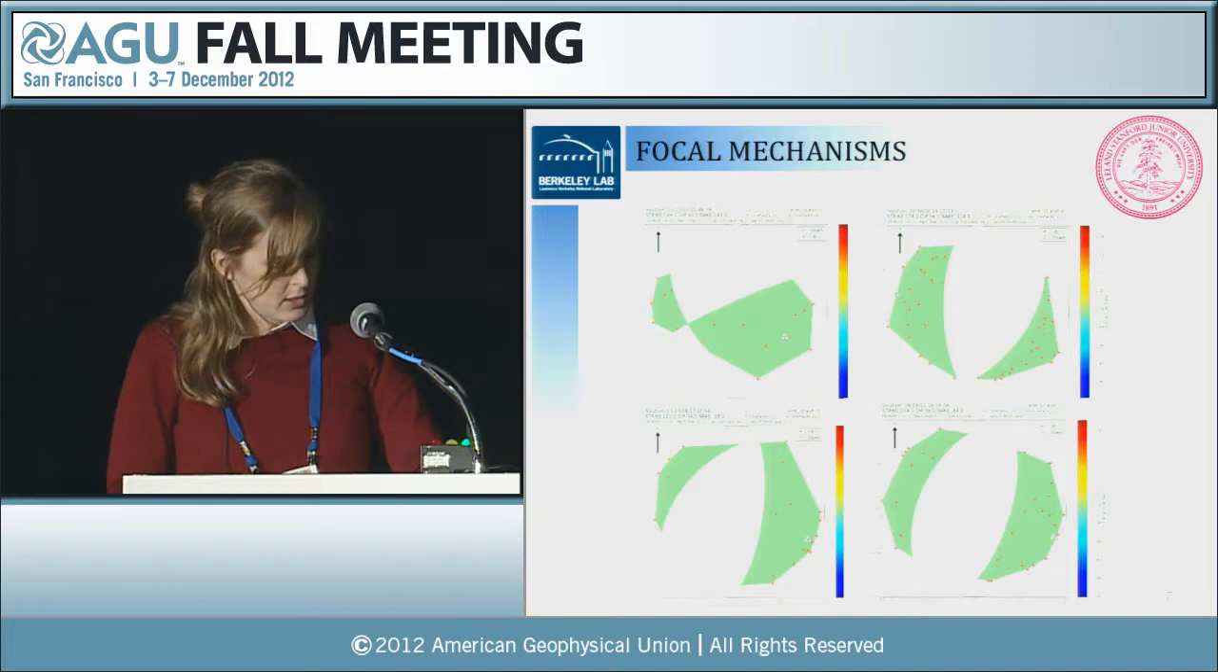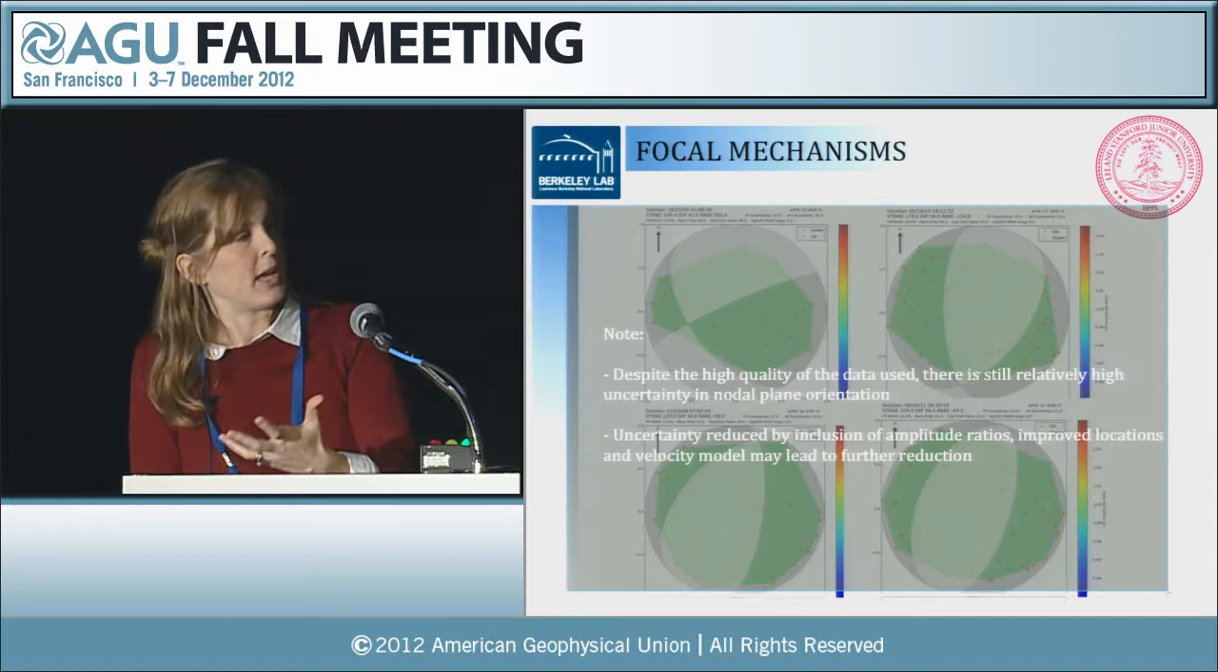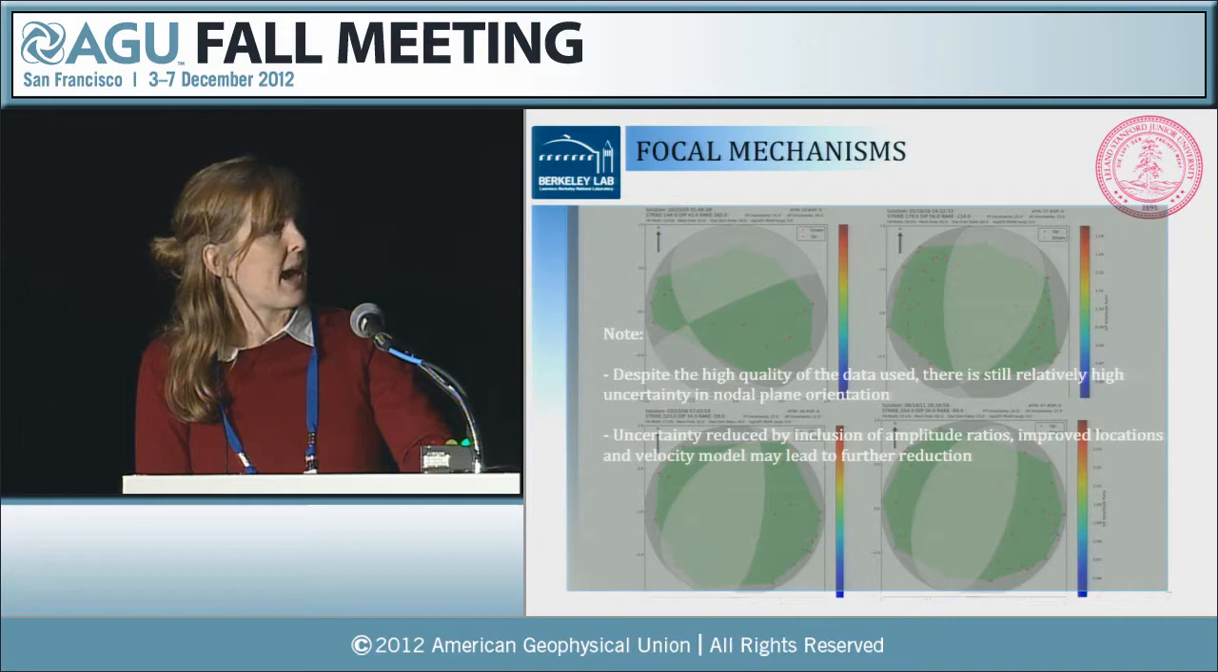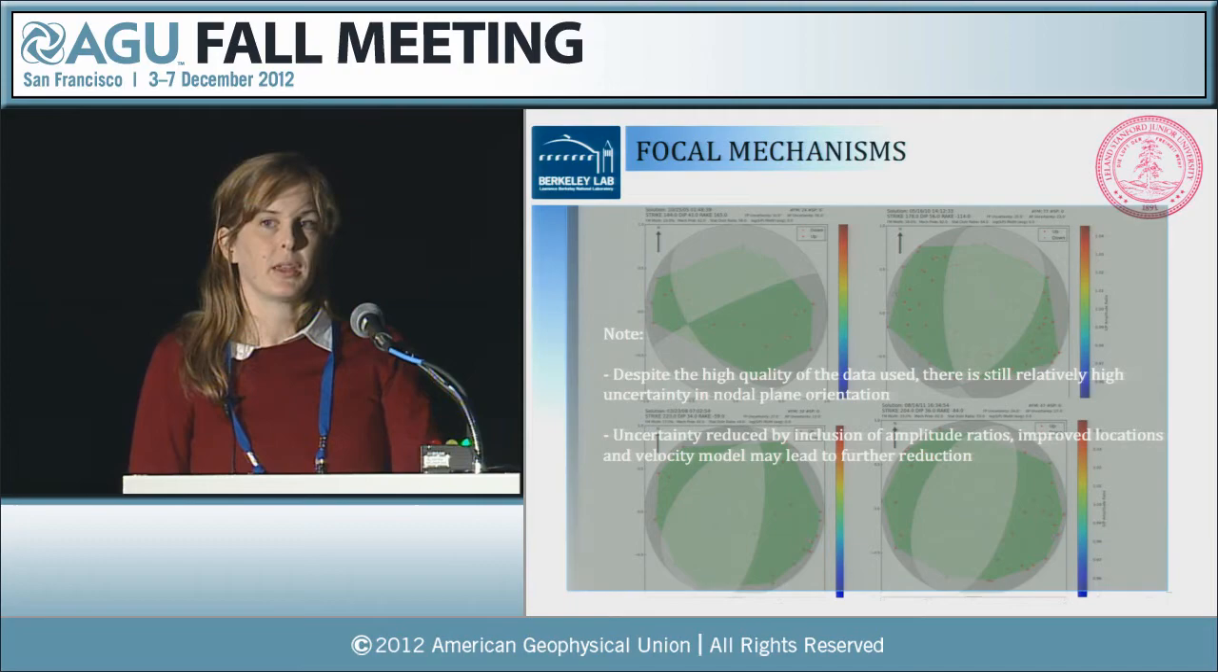So despite the high quality of the data, there is unfortunately still relatively high uncertainty in the nodal plane orientation, but we included amplitude ratios in the inversion, which is something you're able to do with this inversion program HASH. And we're also hoping that through using tomography, TomoDD, we're going to be able to refine the locations, redo this study, and maybe we'll see some further reduction of our uncertainty.